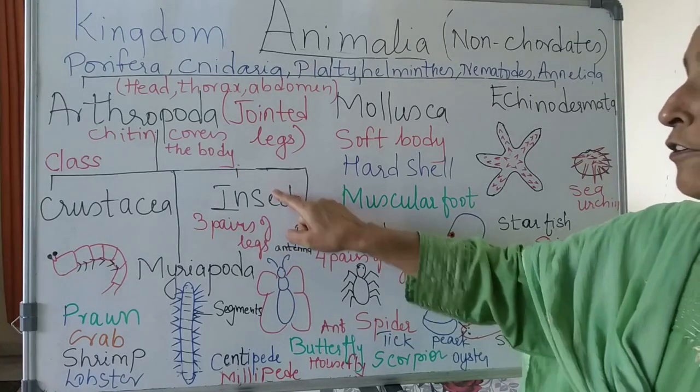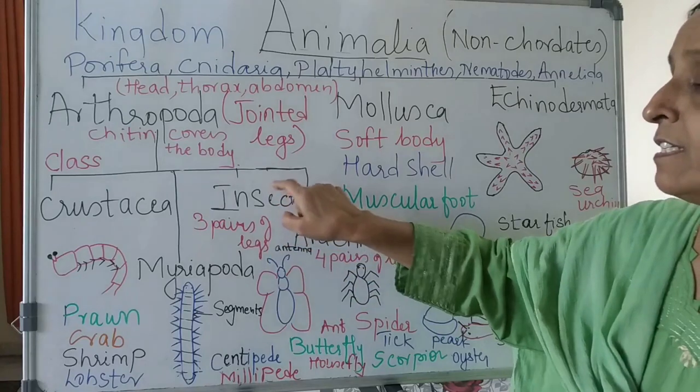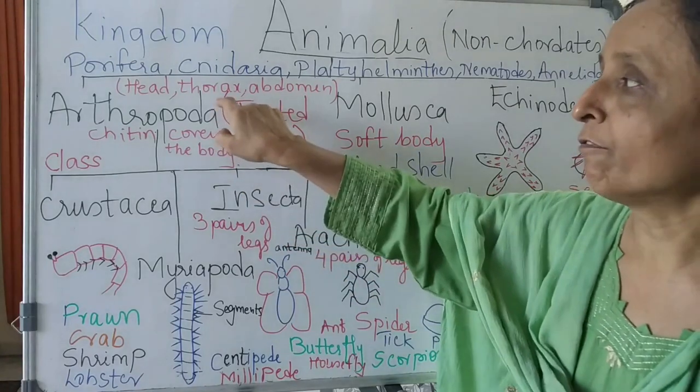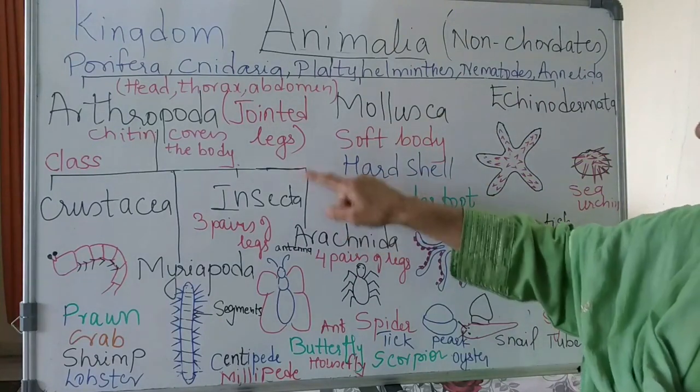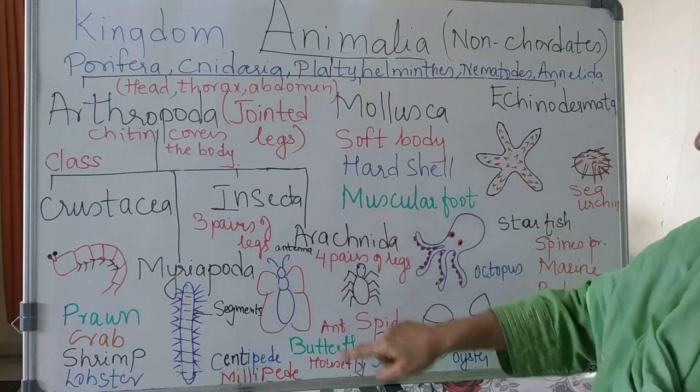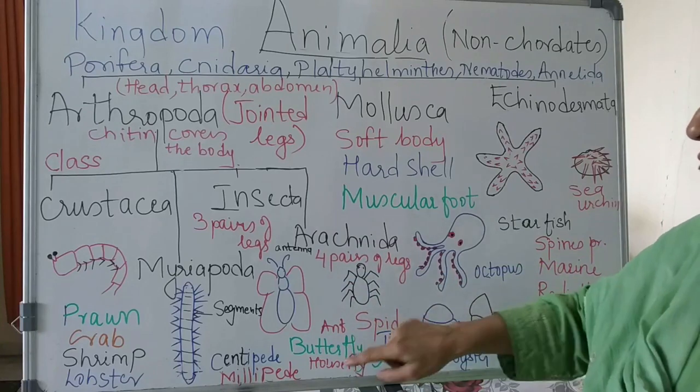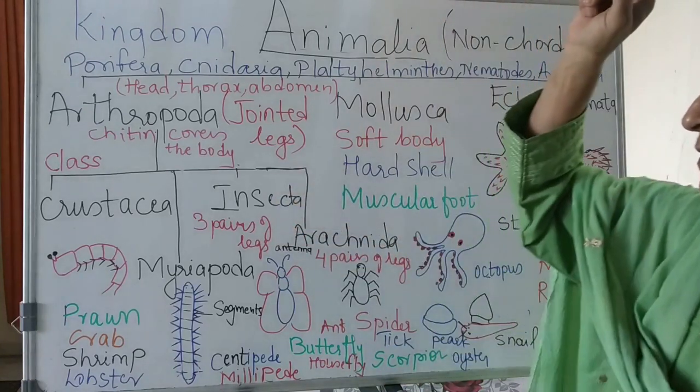That is the character of the class Insecta, which is included in the phylum Arthropoda. Now next are the examples of Insecta: ants, butterfly, housefly. They are all included in Insecta.